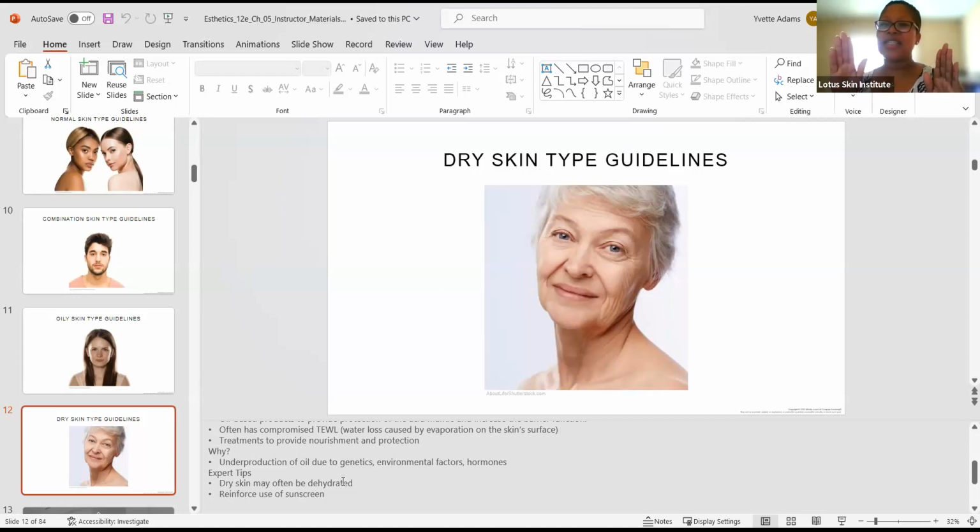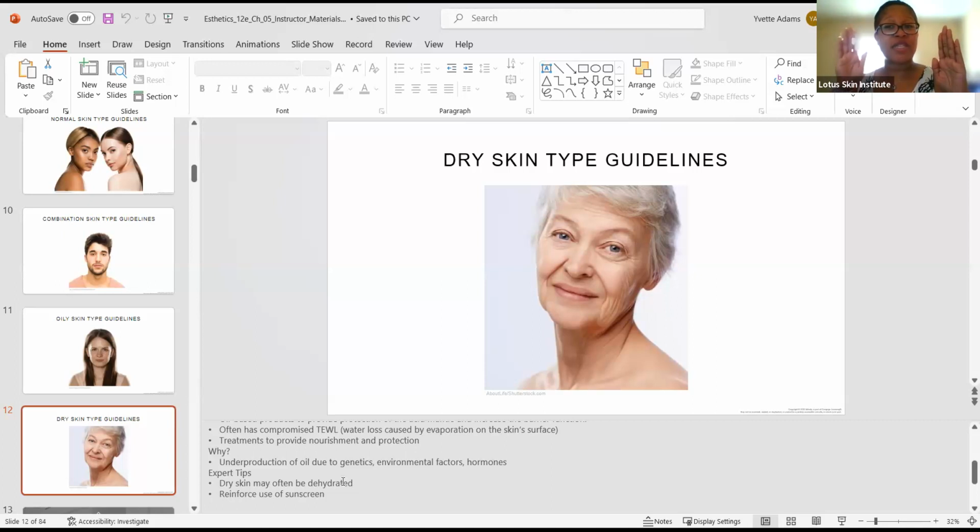Dehydrated skin is not even anything you necessarily have to treat with products or modalities. Just feed the skin some water. So have your client drink some water. So that is true. That is the difference between what dry skin is missing and what dehydrated skin is missing.